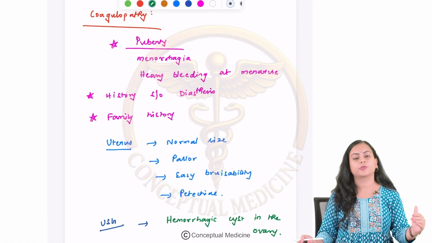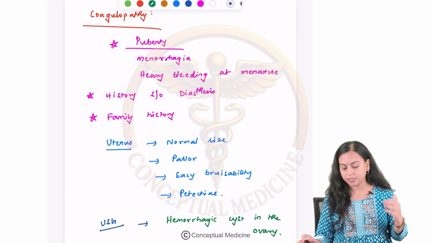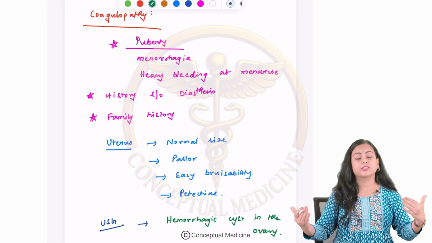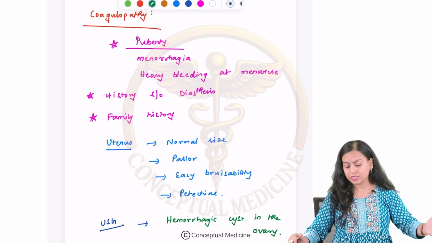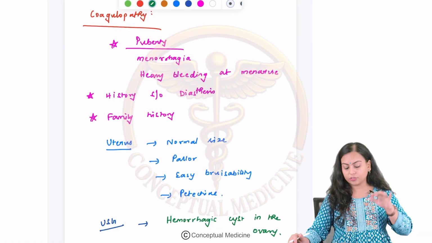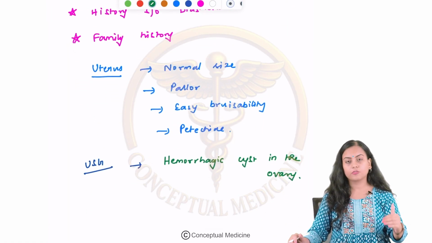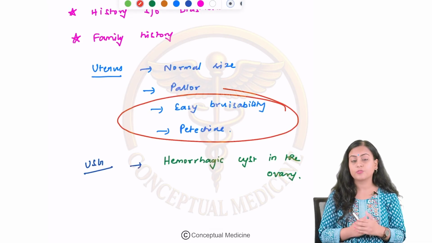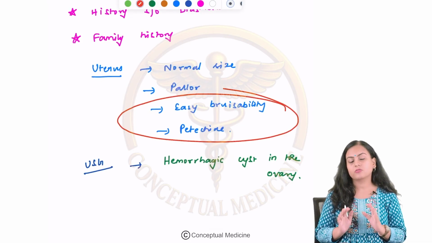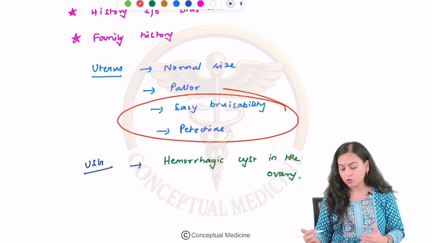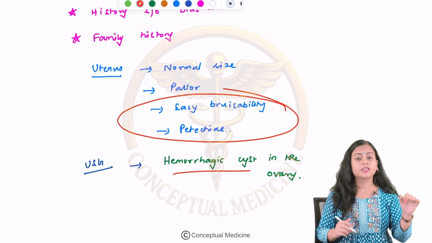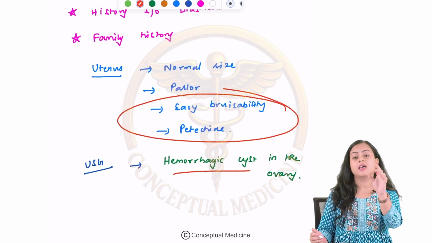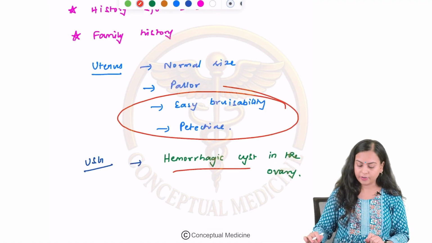You have to ask about their pubertal history, whether there was menorrhagia at puberty, what about the bleeding at menarche, and whether there is any history suggestive of bleeding diathesis or a family history. You have to examine and look for their uterine size, and also ask them if they are susceptible to easy bruisability or petechiae. And ultrasonogram in these patients may sometimes even show a hemorrhagic cyst in the ovary because there is a bleeding tendency. So even a cyst can bleed, and that will be presenting as a hemorrhagic cyst in the ovary. Clear?